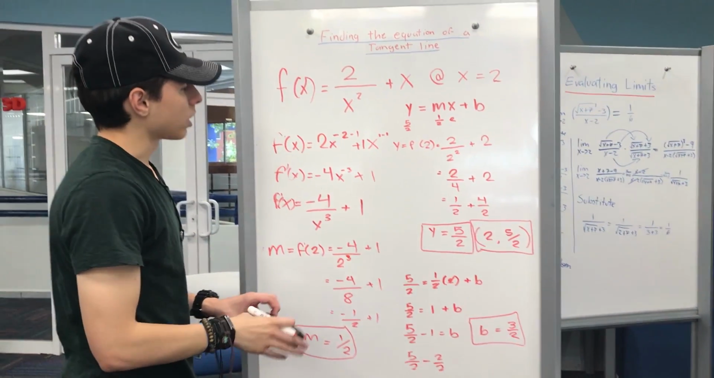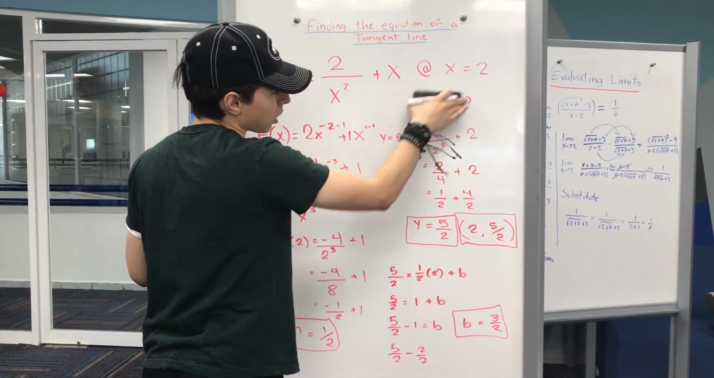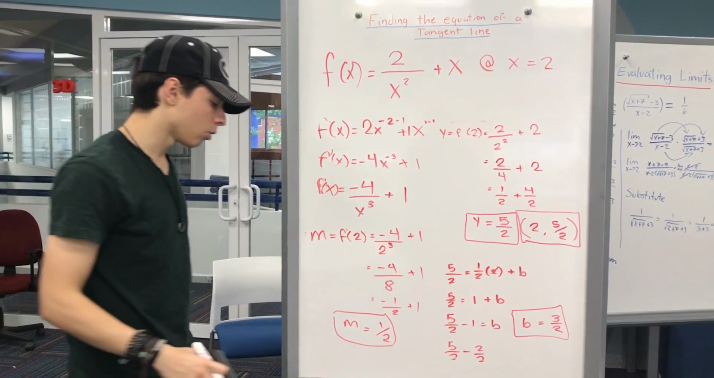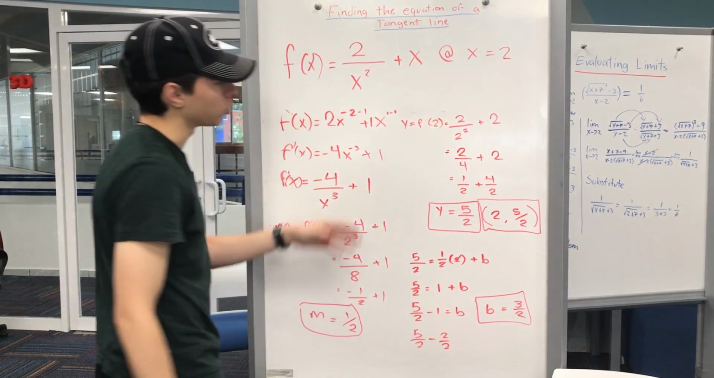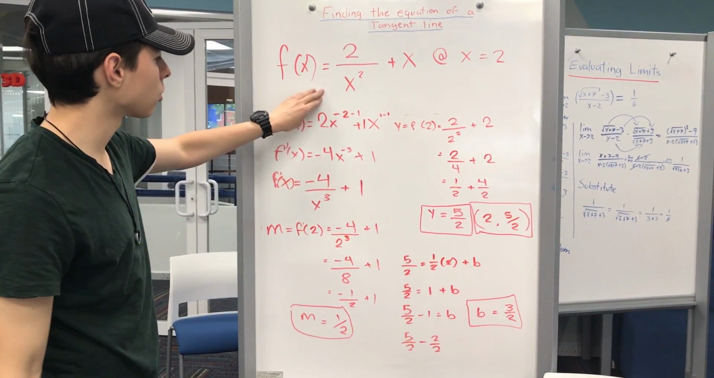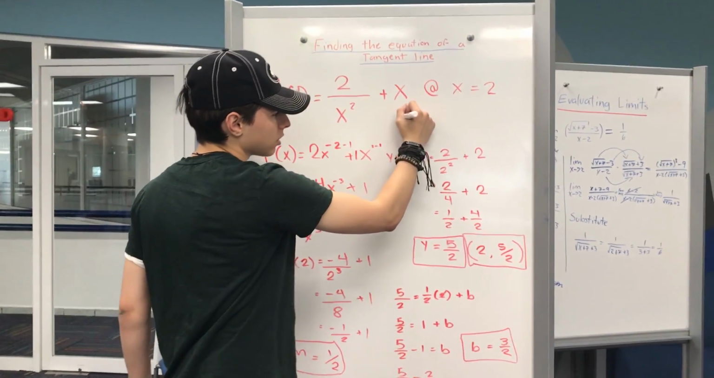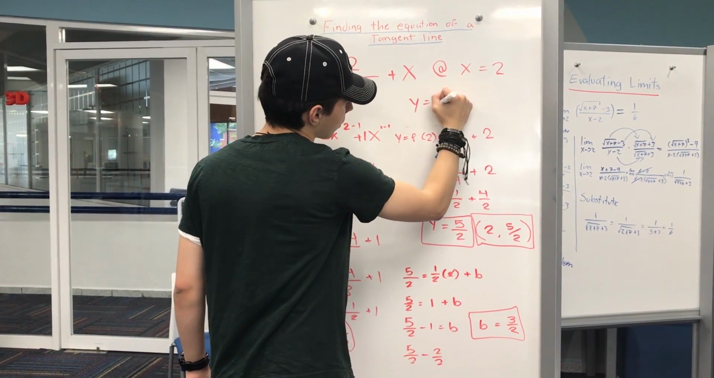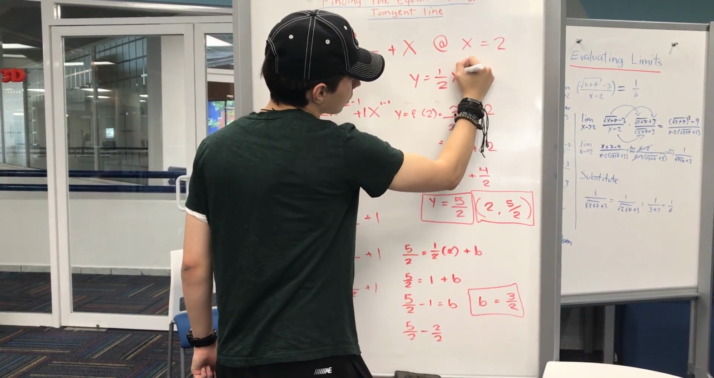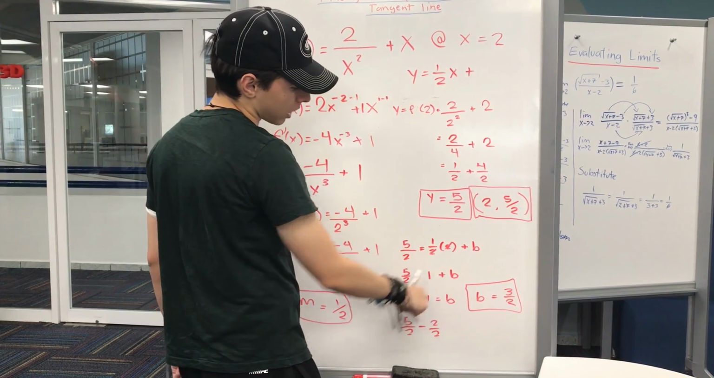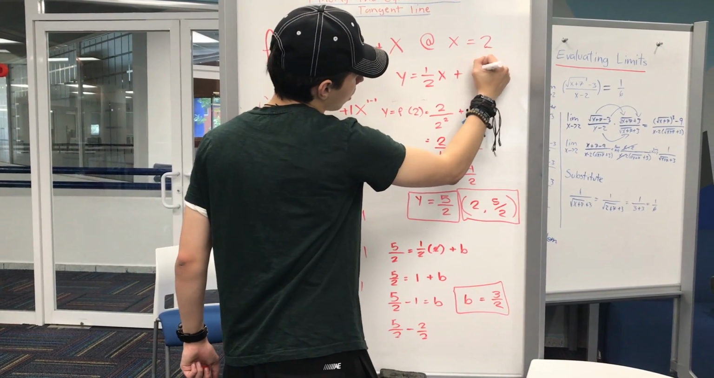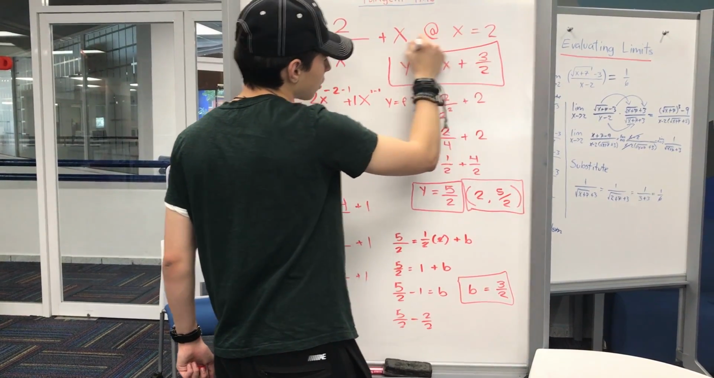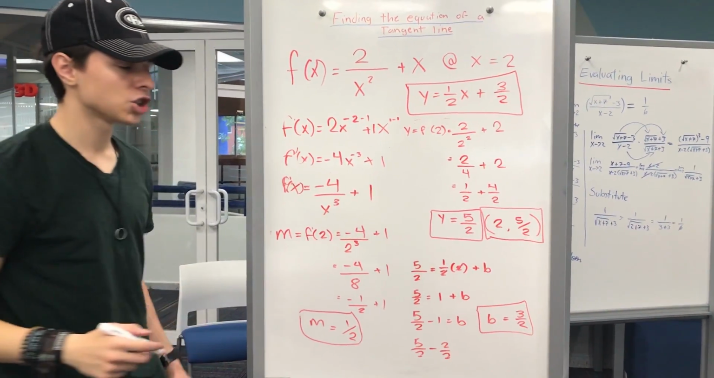So our final equation, the equation that we must find in order to get the line that will pass through the original equation, we're going to have y equals 1/2 x plus our y-intercept 3 over 2, and this will be our final answer that we will check with the graphs.